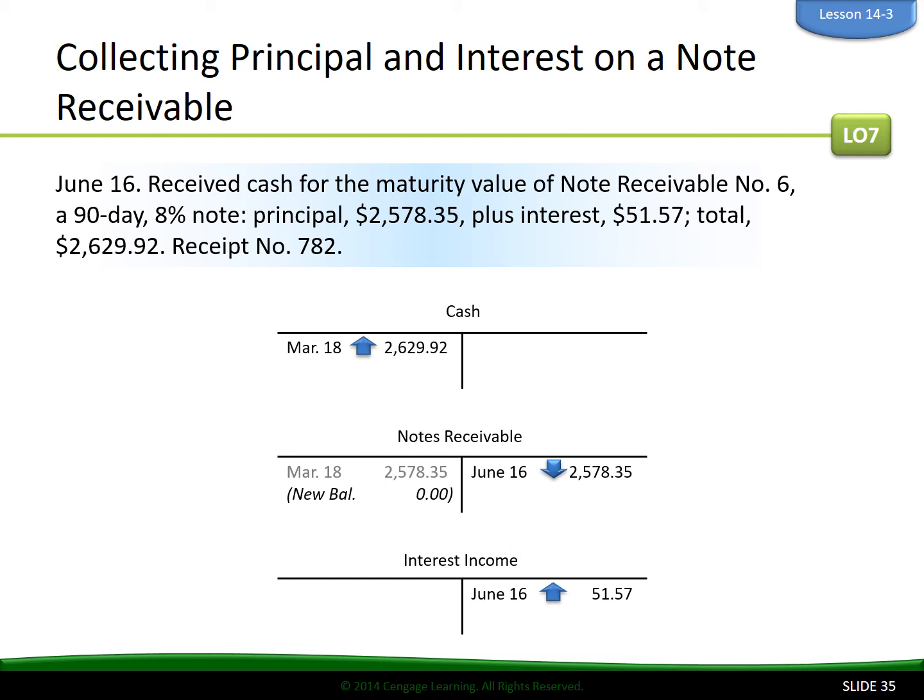Okay, so cash would go up by $2,629.92. Notes receivable would decrease by $2,578.35, okay, which does not include the interest, and then the interest income will increase by $51.57.